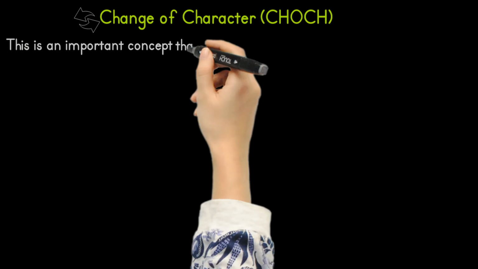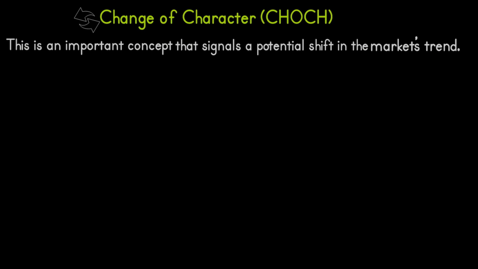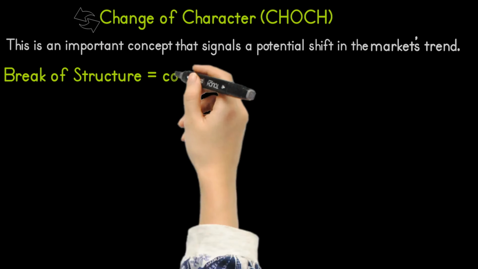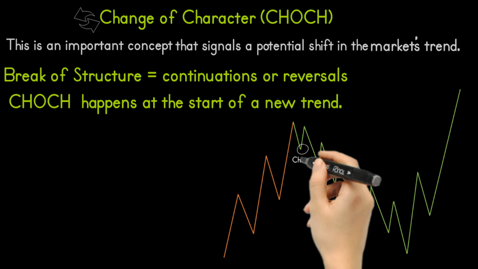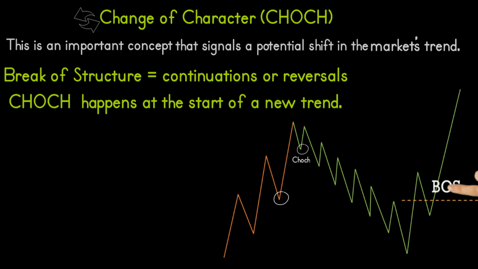A change of character, CHOCH, is an important concept in trading that signals a potential shift in the market's trend. Unlike a break of structure, BOS, which confirms a continuation or a reversal of the current trend, CHOCH typically happens at the start of a new trend. It's the first sign that the market could be changing direction, from bullish to bearish, or from bearish to bullish.